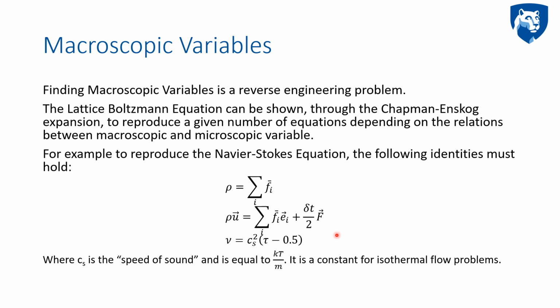Cs, which I referred to here, is the speed of sound. For an ideal gas, the speed of sound is equal to the Boltzmann constant into temperature divided by the mass of the gas molecules. This is a constant for isothermal flow problems, and we also treat it as a constant depending on the type of lattice we use.